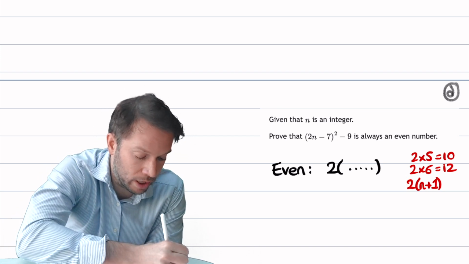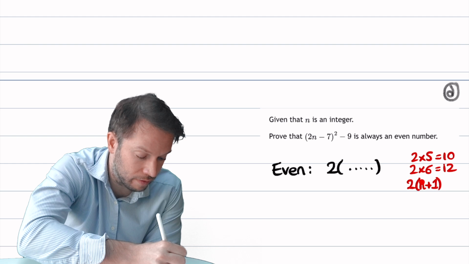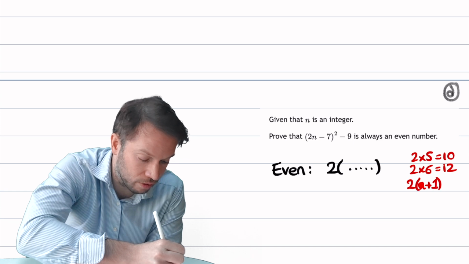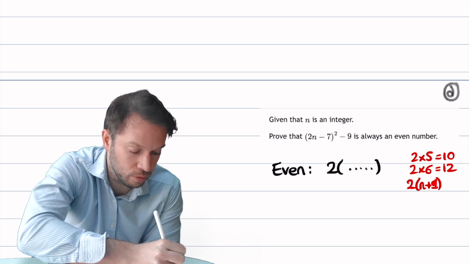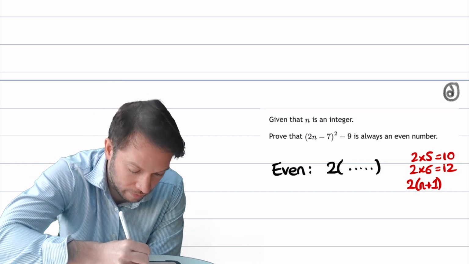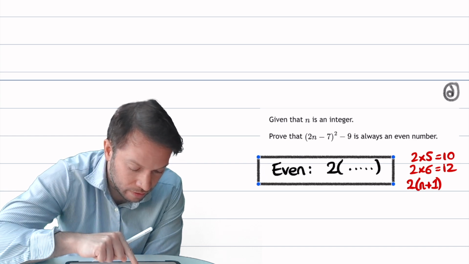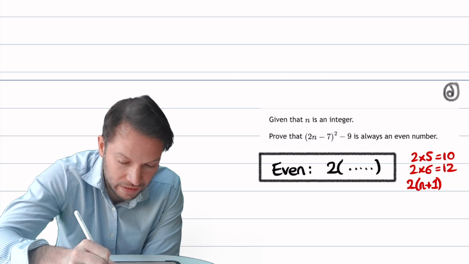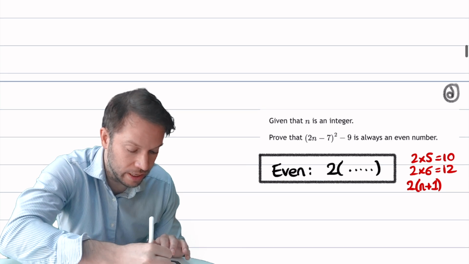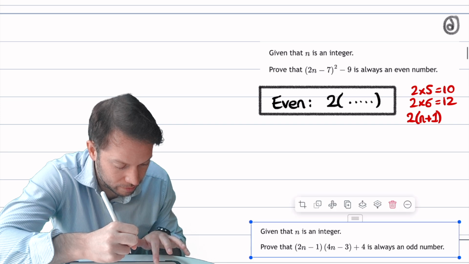For example, if n was 1, 1 plus 1 is 2, 2 times 2 is 4, which is even. If n was, say, 5, 5 plus 1 is 6, 2 times 6 is 12, which is even. So provided that n is a whole number, n plus 1 is a whole number, and 2 times a whole number would be even, right? So that's the form that we need to get something in to show that something is even. So let's expand this out here because we want to show it can be written in this form. Let's just move this down a bit so it's out of the way.